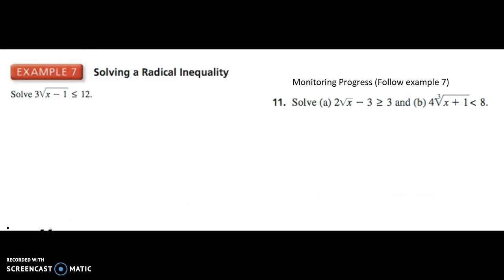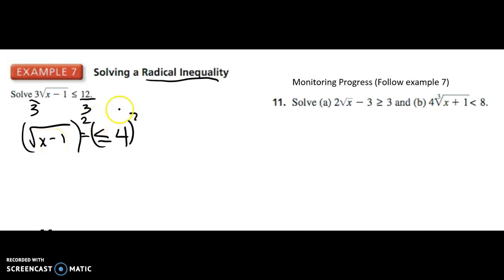Alright, now in example 7, we will be solving a radical inequality. First thing we want to do is get the radical portion by itself, so we can get rid of the 3 by dividing both sides by 3. Then we need to get rid of a square root. To get rid of a square root, you can square both sides. A square root and a square will cancel, and the 4 squared will be 16. You can then solve for x by adding 1 to the other side.